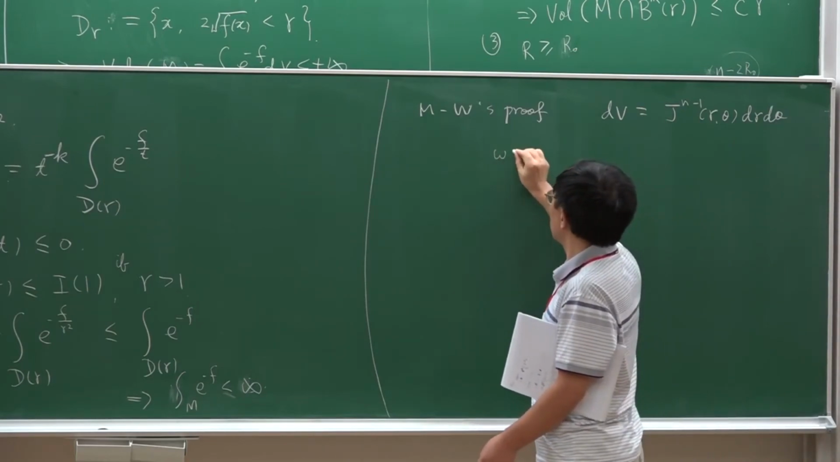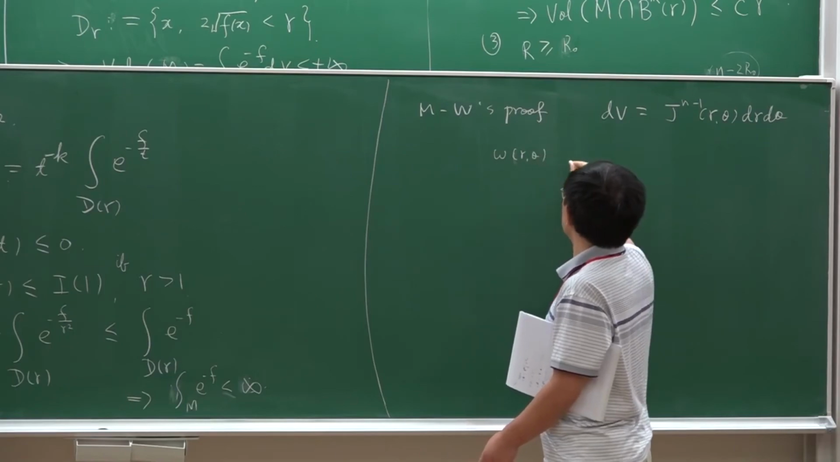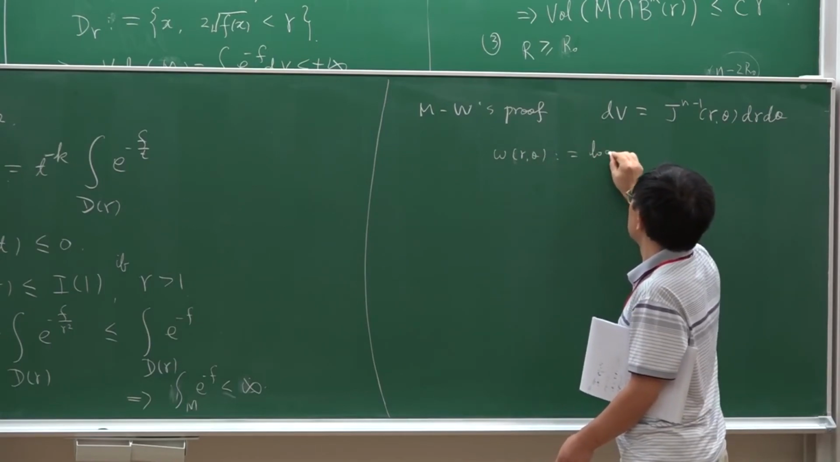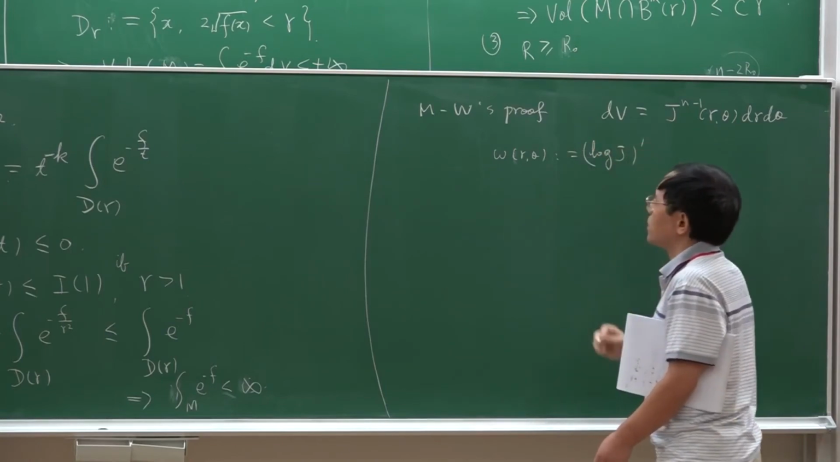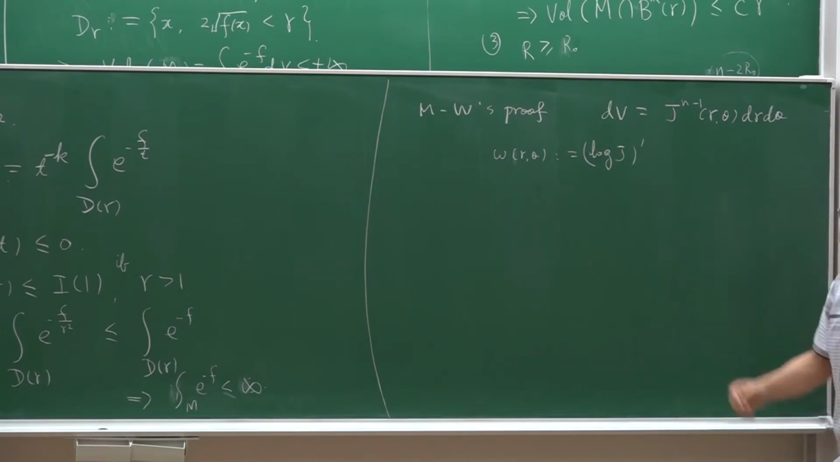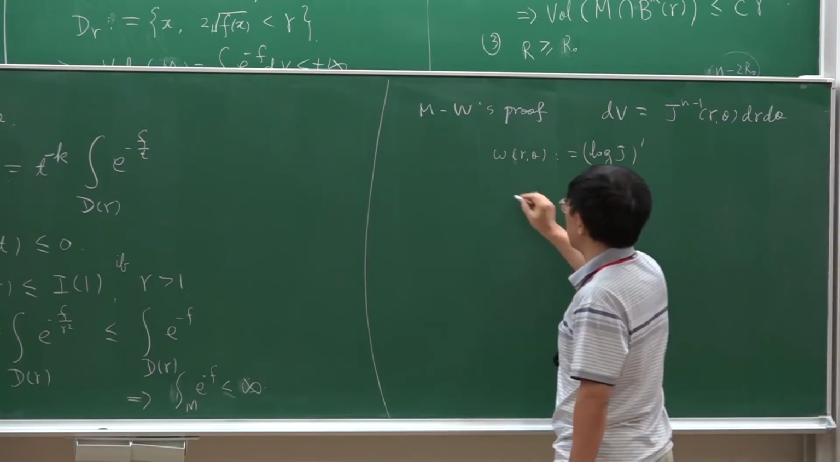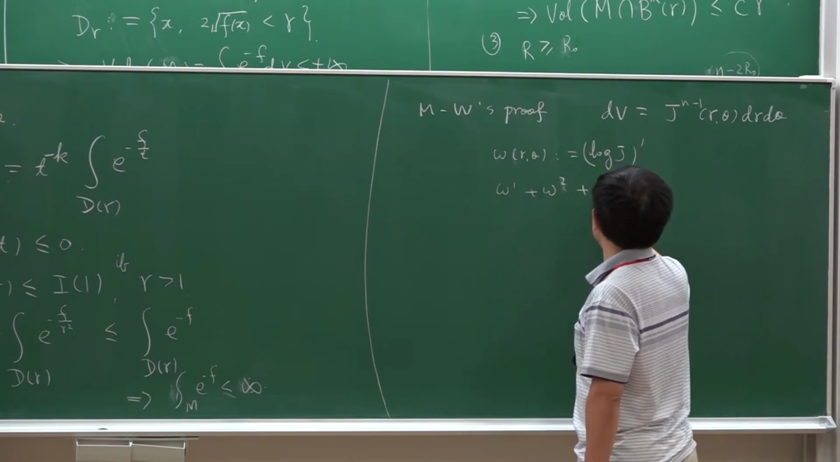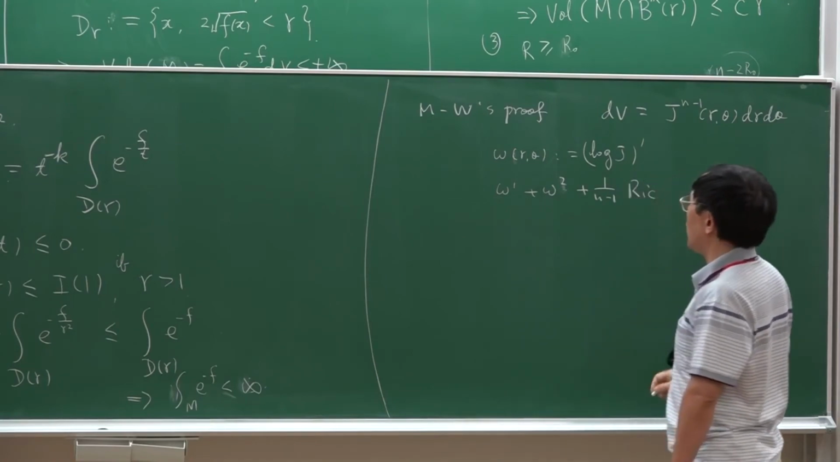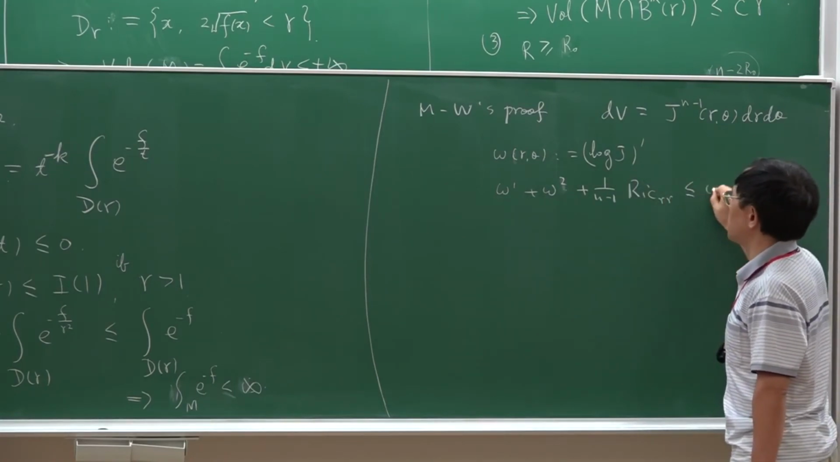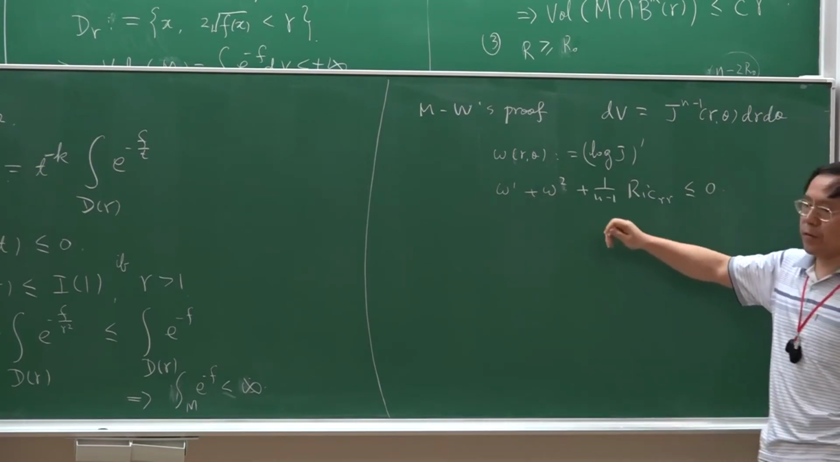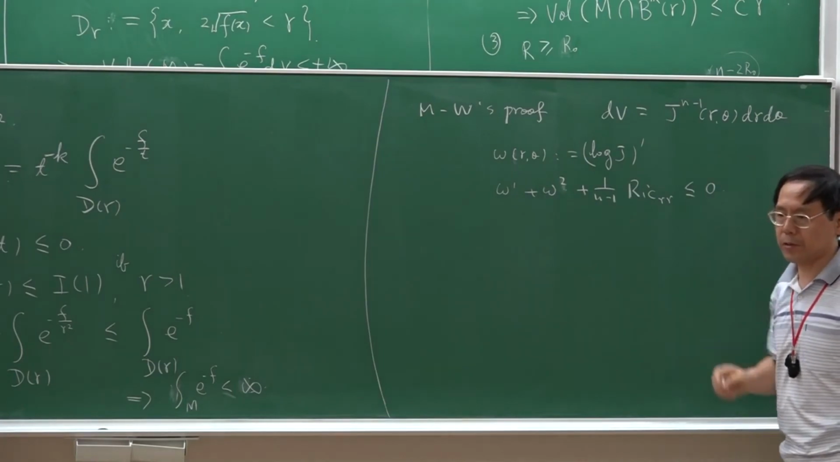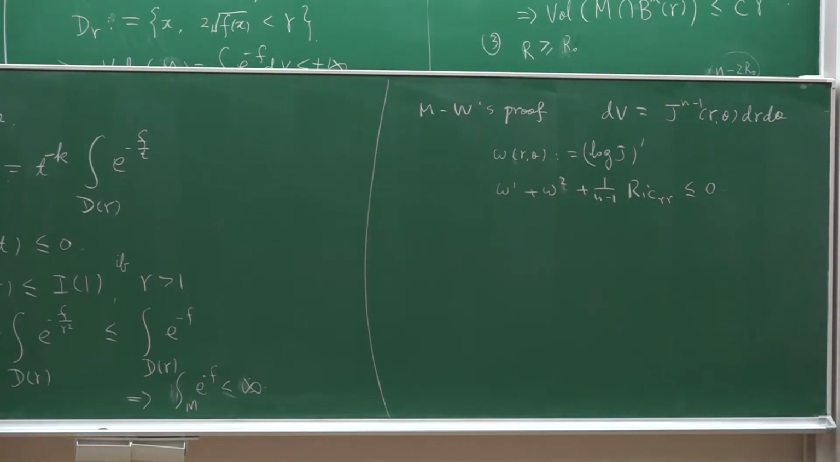Then if you define omega of r, theta, log j, I just write down to see why the rigidity comes in. Along each geodesic, you have this one less than or equal to 0. Equality holds if and only if the sphere is totally umbilic. So I will not do the detailed computation here, just write the estimate here.